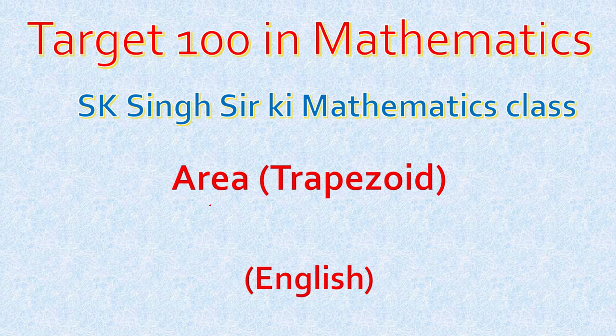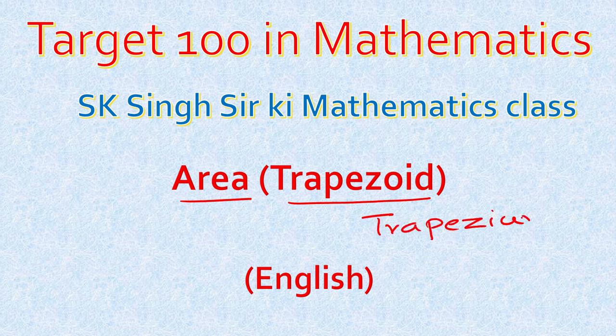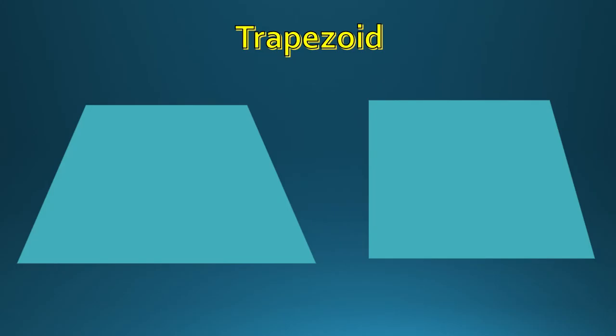And today we are going to talk about area of trapezoid. In some countries it is also called trapezium. But here somewhere it is also called trapezoid. So the meaning is the same. Before discussing the question, let's understand this thing.